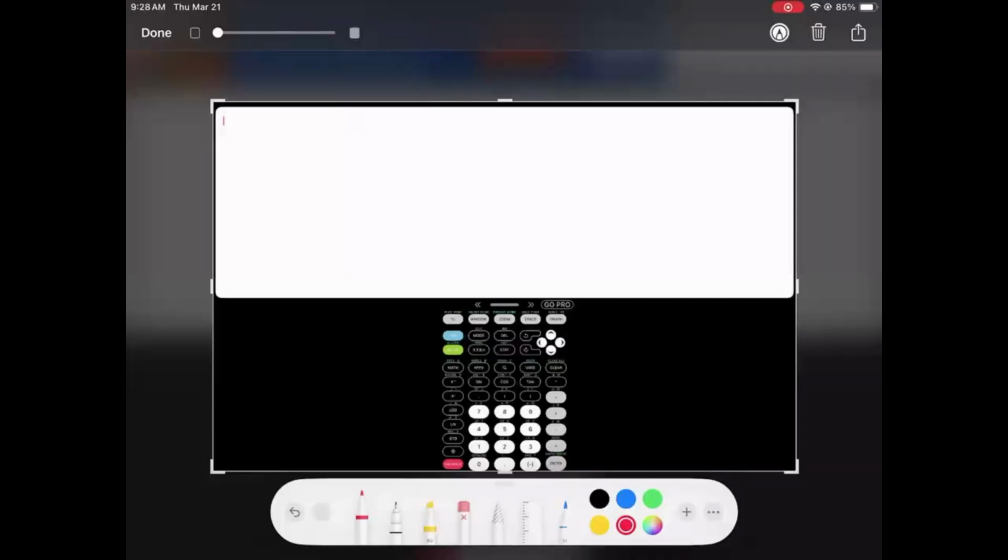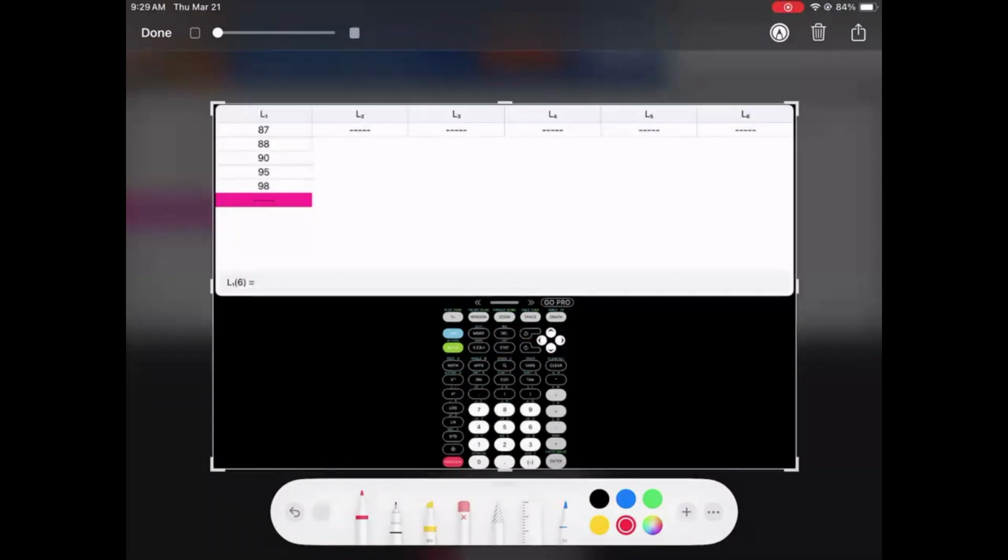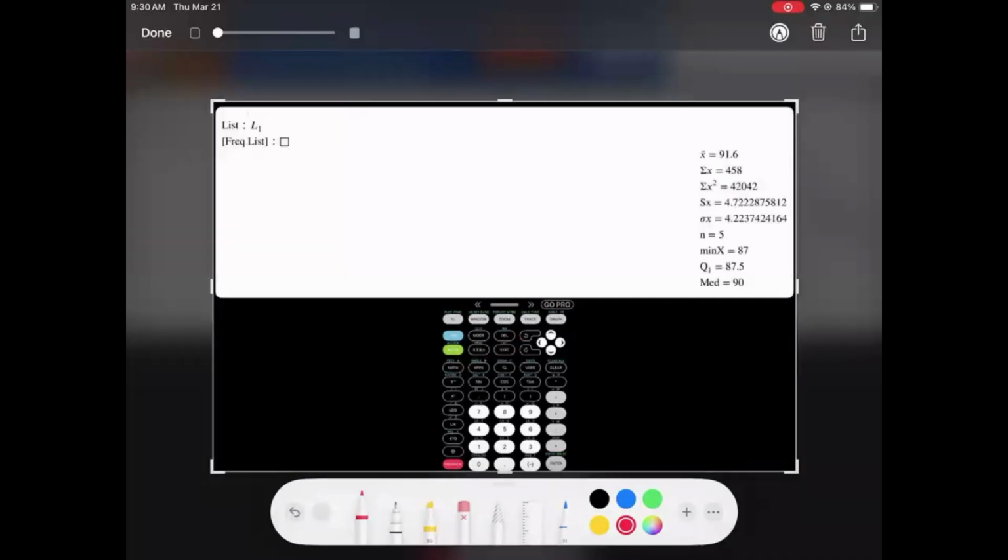So first we're going to click the stat button, we're going to click edit, and we're going to put all of period 1 into L1 in our calculator. So now we have all of period 1 into L1. We go back to stat. We're going to click calc, and then we're looking for 1 bar stats. And when we do that, these numbers show up. So we're just looking for the mean. So that is our top number here, 91.6.